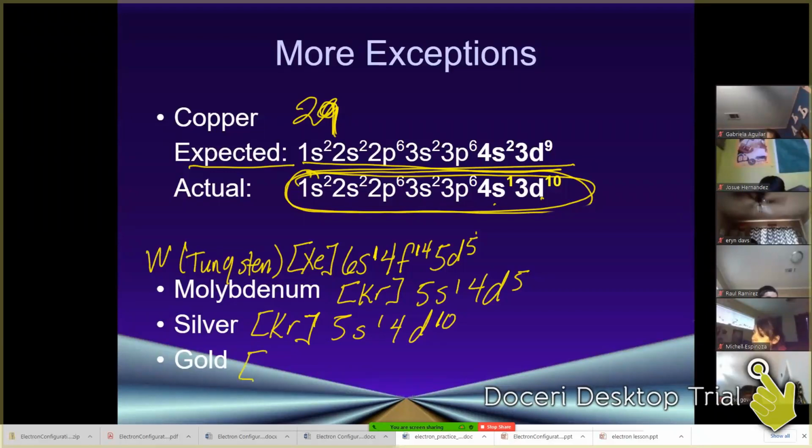And then gold, xenon, 6s1, 4f14, 5d10. So once again, you can see this is only 6s1. So one of the electrons has gone to fill out that D. So those are the different exceptions that you'll be responsible for knowing.